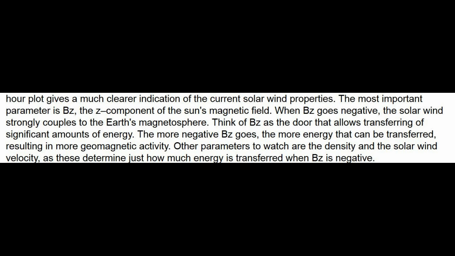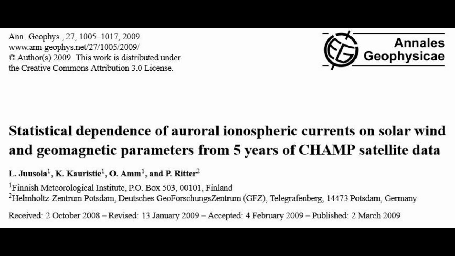The most important parameter is BZ, the Z component of the sun's magnetic field. When BZ goes negative, the solar wind strongly couples to the Earth's magnetosphere. Think of BZ as a door that allows transferring of significant amounts of energy. The more negative it goes, the more open the door is, the more energy can be transferred, resulting in more geomagnetic activity. The other parameters to watch are the density and the solar wind velocity, as these determine just how much energy is transferred when BZ is negative. So if the door is open but there's a slow wind and low density, not much is coming in.